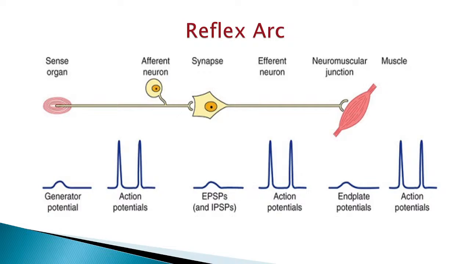Sense organ, when it is stimulated, directly will not generate action potential, rather it will generate receptor potential or generator potential. If the generator potential is strong enough, it will generate action potential in the sensory axons. This action potential will summate at the level of synapse to generate either EPSP or IPSP.